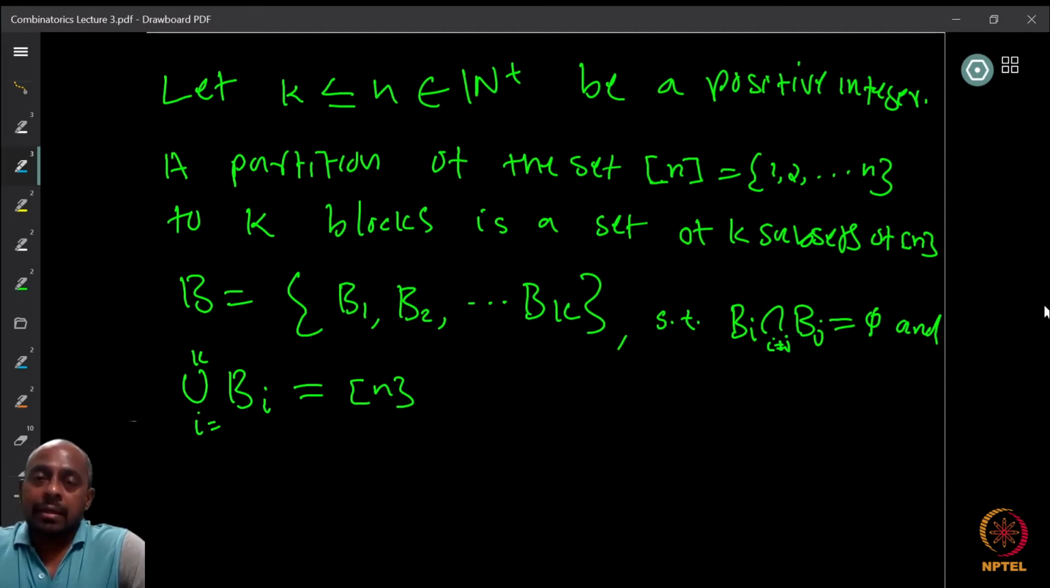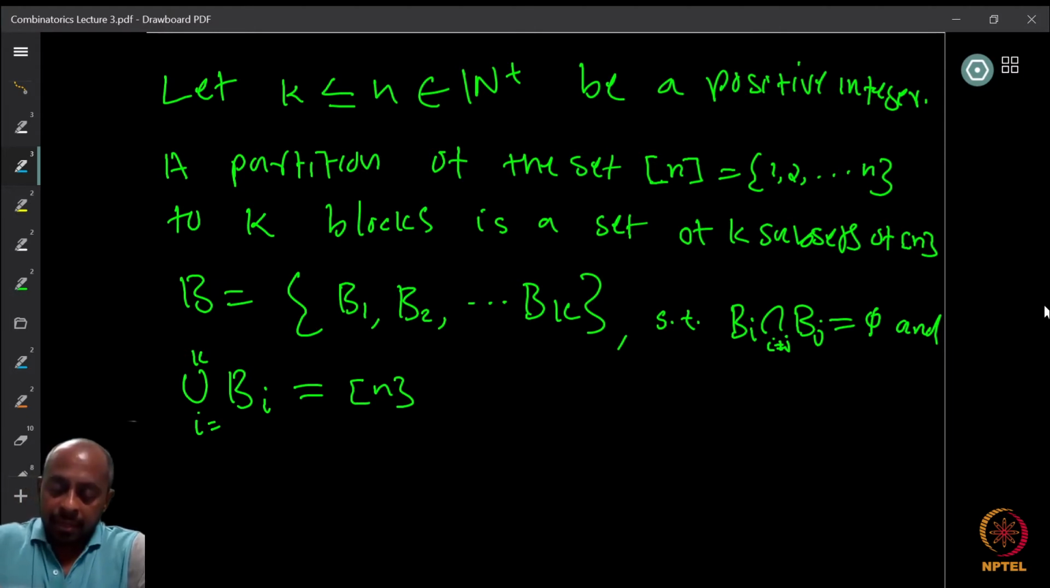Let's say B is equal to the set B1, B2, etc., Bk, where the Bi's are blocks, such that Bi intersection Bj, where i is not equal to j, is empty, that is, they are pairwise disjoint, and their union of the Bi is equal to the whole set, the set 1 to n.